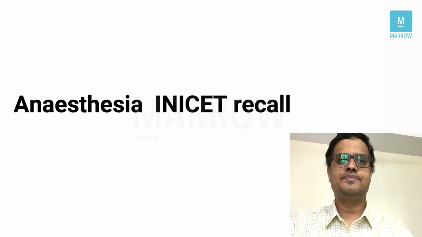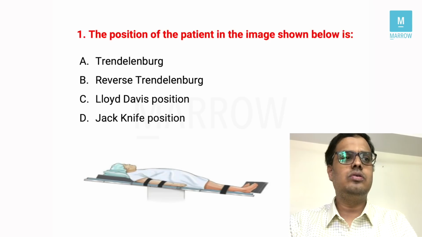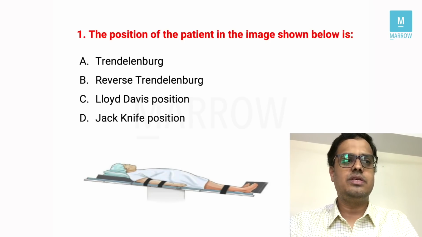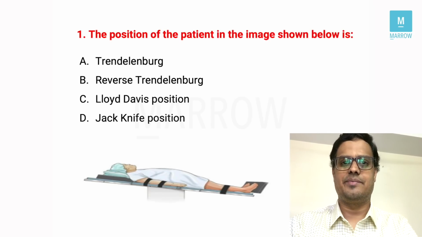Okay, the first question: the position of the patient that is shown in the image is. The options were A. Trendelenburg position, B. Reverse Trendelenburg position, C. Lloyd-Davis position, D. Jackknife position. So basically this is a pretty straightforward MCQ for you. You might be knowing this answer. The answer is very clear. That's the reverse Trendelenburg position.